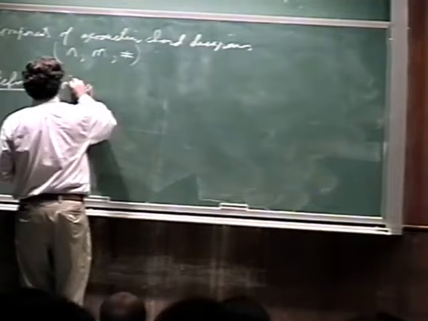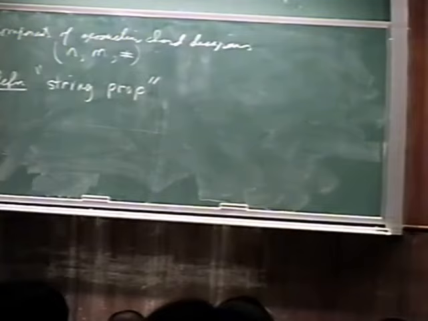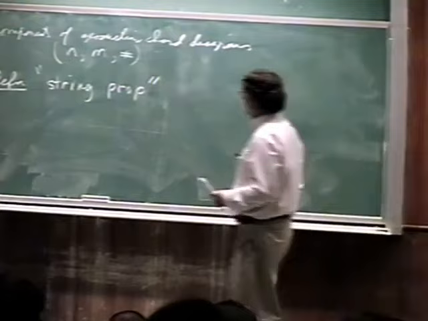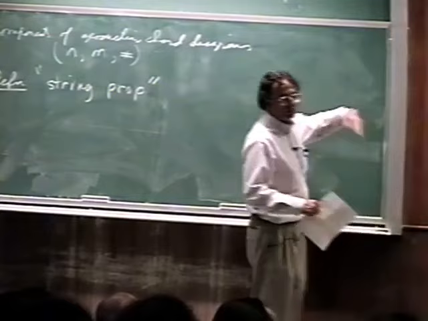This word prop was introduced yesterday in Sasha's lecture. I don't want to reiterate the definition, but for each N and M, you have a set of morphisms. You can compose them. You have the action of the symmetric group. You have an associative law. Those are the things he wrote down for the axioms.